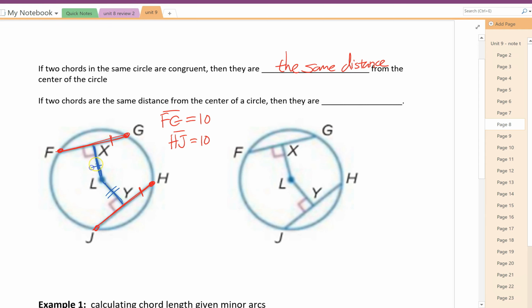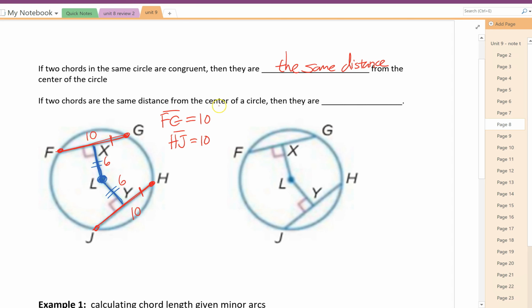In other words, these two distances between those chords and L, which is the center of the circle, also have to be the same. So let's just put more numbers in here. I said that this is 10 and this is 10. If that's the case, if I take the shortest distance between that chord and the center of the circle, those two also have to be the same. So let's say that's 6 and that would be 6.